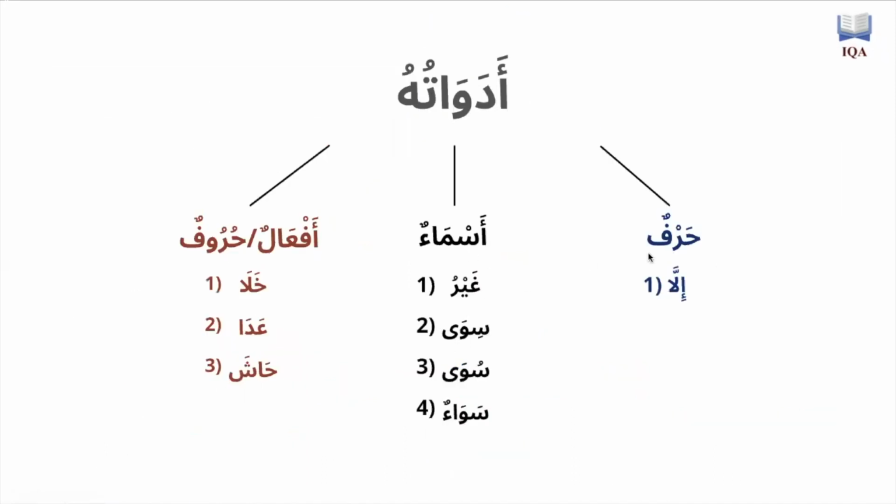They pretty much function the same exact way as illa, except that they're the ones that are actually going to take the i'rab of the mustathna. So that's the nouns. Now to go to the af'al and the huruf, we have three: khala, ada, hasha. So what's going on here?